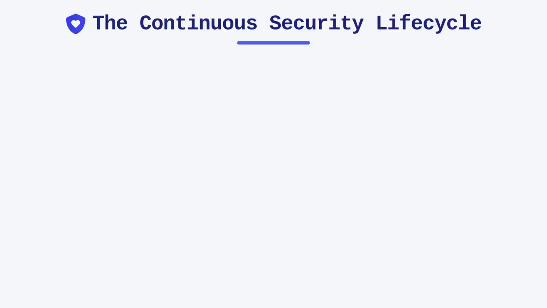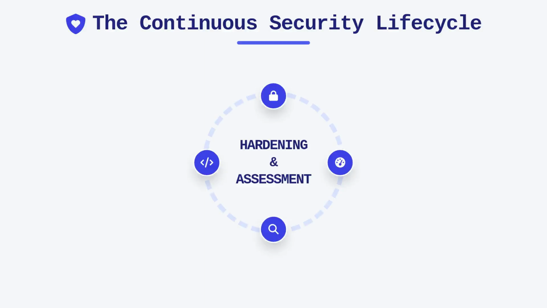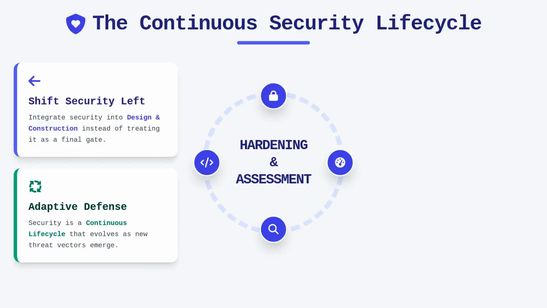Finally, we must recognize that security is not a static endpoint, but a continuous life cycle of hardening and assessment. The landscape of threats evolves constantly, and our defensive strategy must likewise adapt to new vectors and vulnerabilities as they emerge. By fostering a culture where security is integrated into every stage of the development process, often referred to as shifting security left, we move away from treating protection as a blockaded gate at the end of the pipeline. Instead, we empower our teams to make informed, risk-aware decisions throughout the design and construction phases.